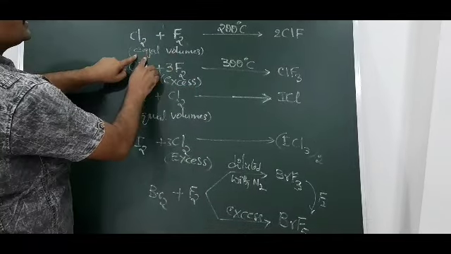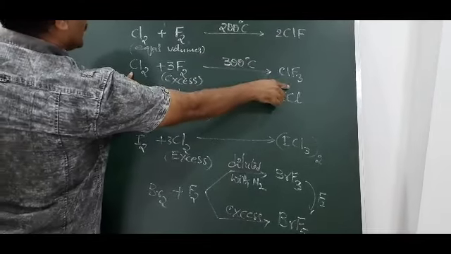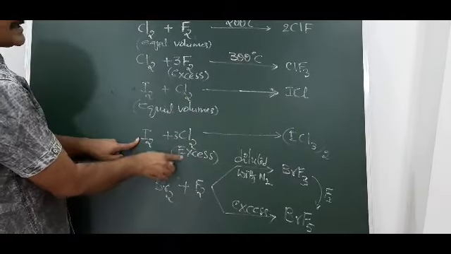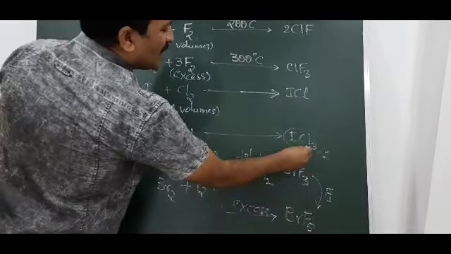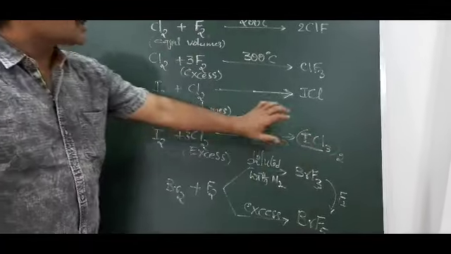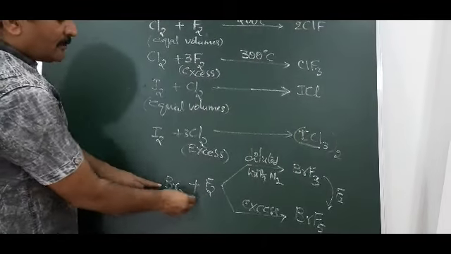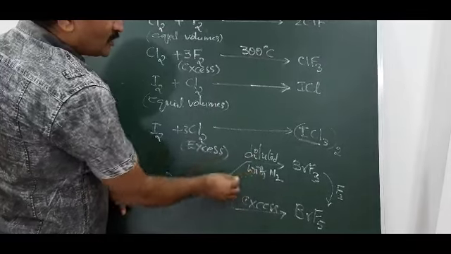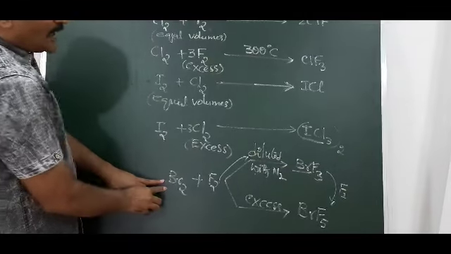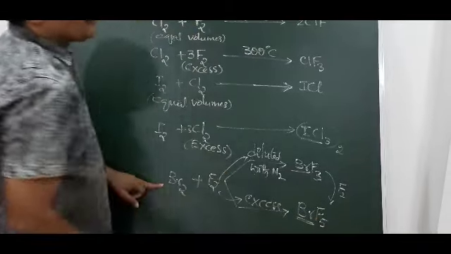Chlorine plus fluorine in equal volumes gives ClF. Chlorine with excess fluorine gives ClF3. Iodine and chlorine in equal volumes give ICl. Iodine with excess chlorine gives ICl3, written twice. ICl3 does not exist as such; it exists as a dimer. We will discuss its structure at the end of this topic. Bromine and fluorine, depending on the conditions: if fluorine is diluted with nitrogen, BrF3 is the product, and when bromine reacts with excess fluorine, BrF5 is the product formed.